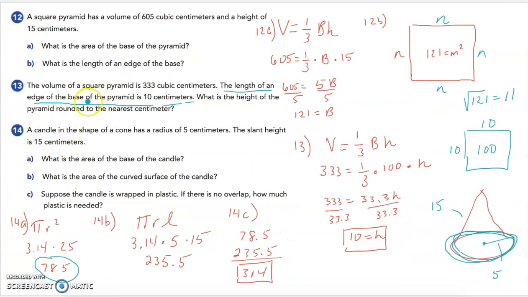So if it's asking what's the area of the curved surface of the candle, that's this part. I'm going to do the second part of that equation, pi rl. 3.14 times the radius of 5 times the slant height of 15 gives me this. All right, so now this question is essentially asking, what's the total surface area? If I was to cover this up in plastic and I didn't want anything overlapping, what's the area of the plastic that I would use? So I just do 78.5 plus 235.5 and get 314.